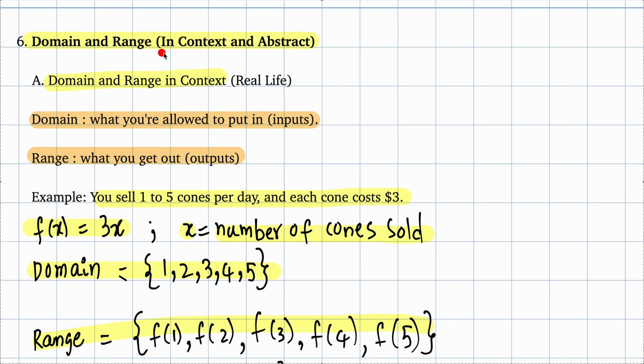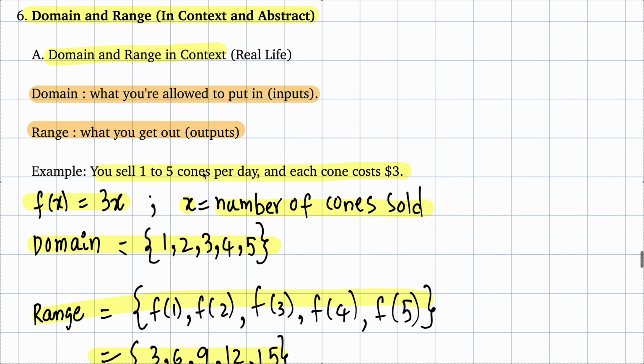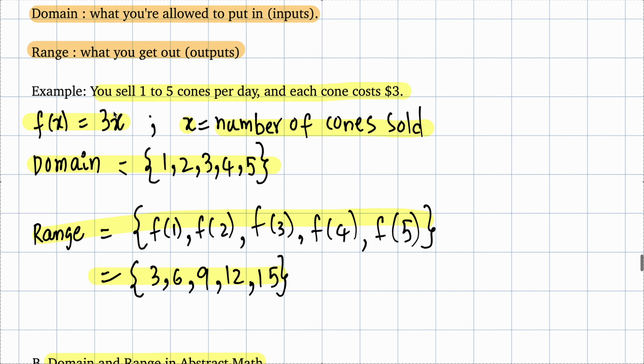Domain and range, in real-world context and abstract. So in real life, the domain would be what we're allowed to put in and what you get out. So applied to the real world, we would see that if we're selling 1 to 5 cones per day and each cone costs $3, then the function would be f of x equal to 3x if x is the number of cones sold.